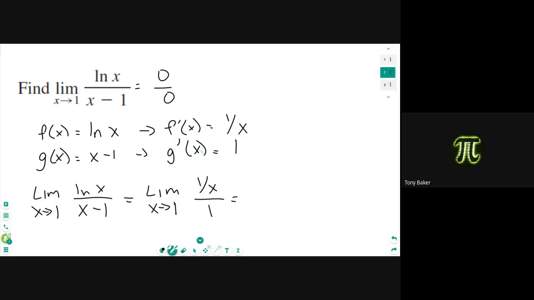Okay. So plug 1 into this problem. What do you get? 1. So this one goes to 1.